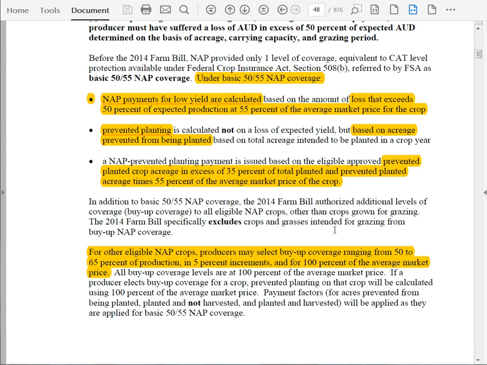There are also times when a disaster event might prevent a farmer from planting the crop in the first place. We call this prevented planting. In prevented planting claims, the deductible is 35% of the total planned acreage.